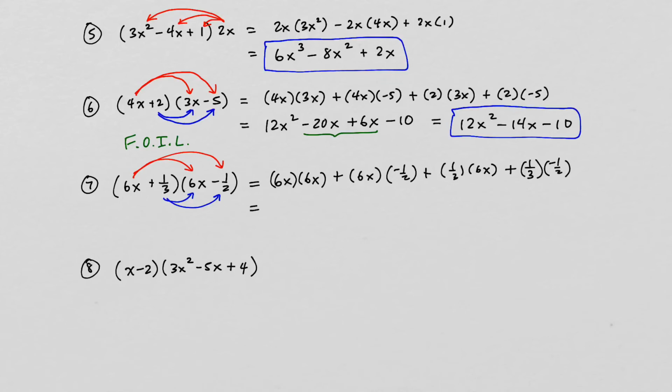Now doing the math, 6x times 6x is 36x squared. 6x times negative 1/2, multiply the numbers. 6 times negative 1/2 is negative 3, and the x just comes down. Next we have 1/3 times 6x, that should be positive 2x. And finally, 1/3 times negative 1/2 is negative 1/6. And so combining like terms in the middle here gives us 36x squared minus x minus 1/6.